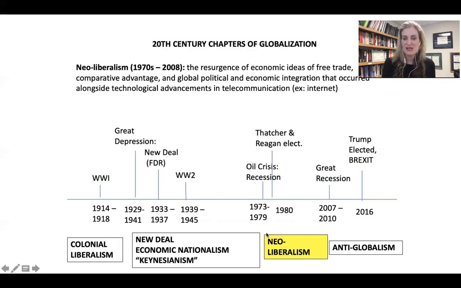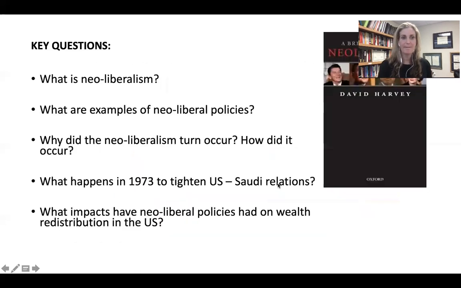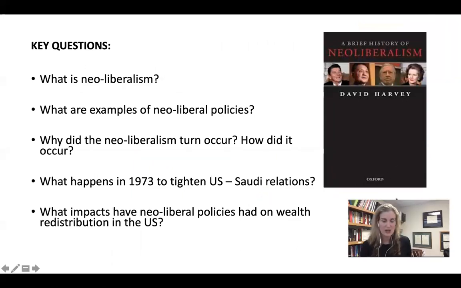And every time that we see a swing, a major shift in economic and political thinking, they're almost always enabled by crisis, and oftentimes global economic crisis. So we're looking again at this big picture of world geography, of global economic history, but narrowing in on this moment of neoliberalism today. So some key questions from the reading and this lecture that I want you to have under your belt are, what is neoliberalism? We've just defined it, right? What are some examples of neoliberal policies?